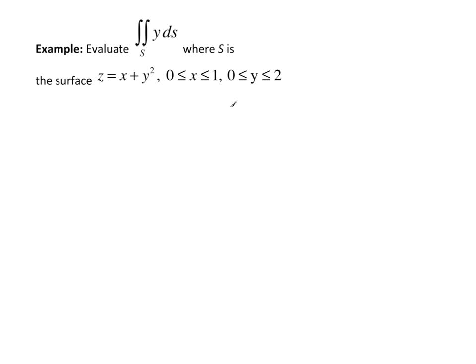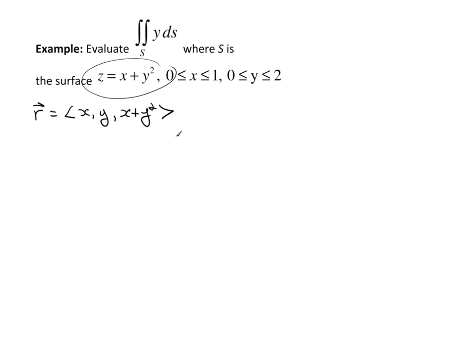So the first thing I want to do is put together my parameterization in terms of my vector function. This is z equals x plus y squared, so I'm going to think about parameterizing this in terms of x equals x, y equals y, and z equals, you guessed it, x plus y squared.